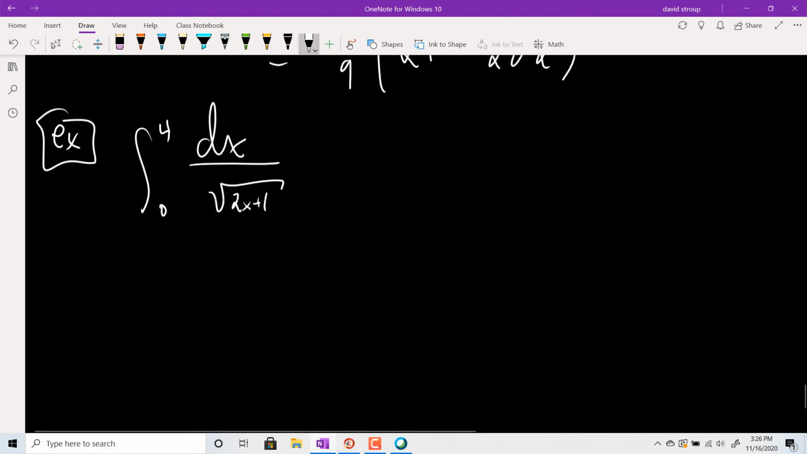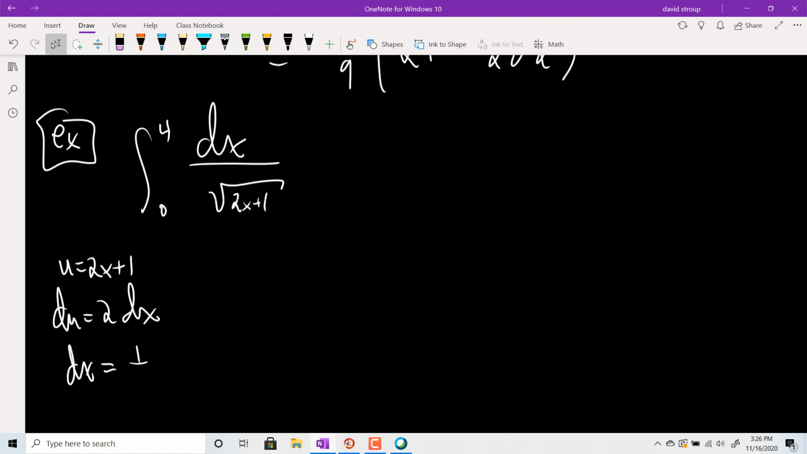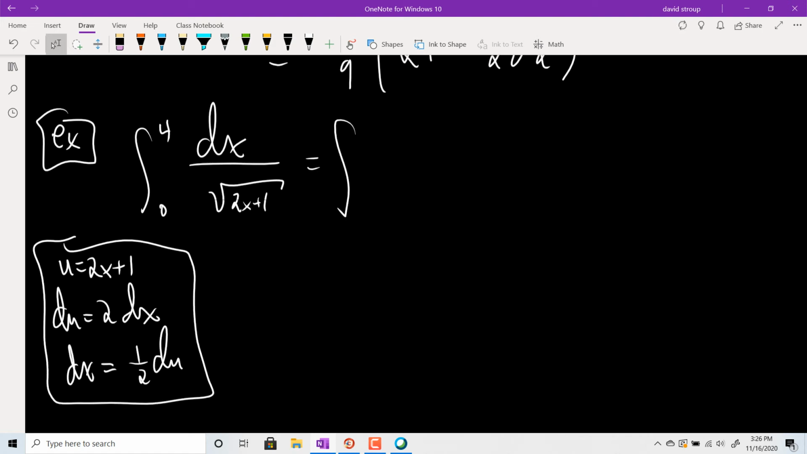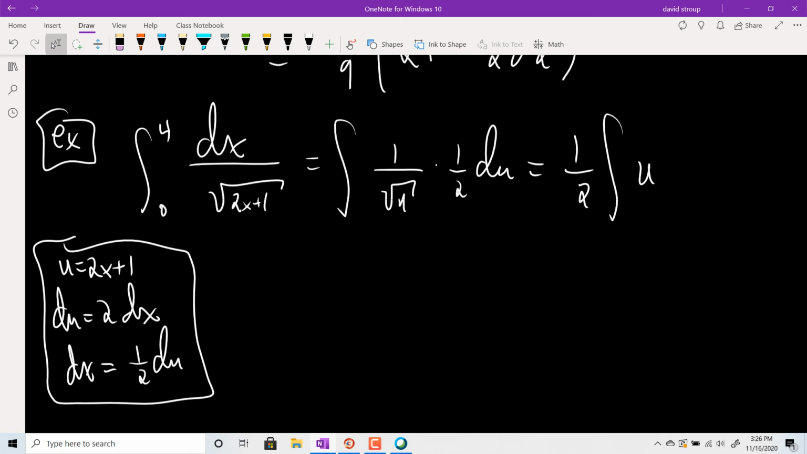In this example, what I'll do is totally drop the limits and back sub. So u in this case is 2x plus 1. du will be 2 dx, so we have this 1/2 constant floating about. I'm going to drop the limits on the integral, not even write them, and I have 1 over the square root of u times dx, which is now 1/2 du. We could factor out the 1/2, and we're going to use the power rule, so let's rewrite 1 over square root of u as u to the negative 1/2 du.